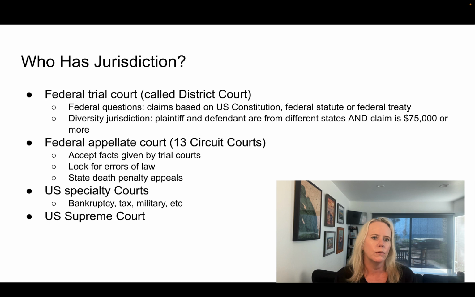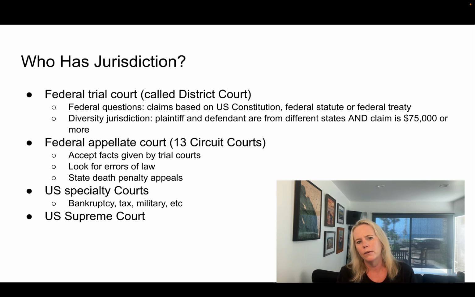Federal trial courts also have what's called diversity jurisdiction. Diversity jurisdiction takes place when the plaintiff and the defendant are from different states and the claim is $75,000 or more. So I have a dispute with somebody who lives in Nevada, and the claim is for $125,000. That is a federal case, if I want it to be. The thing with diversity is that I can choose to have the case heard in federal court, or I can choose to have the case heard in state court.